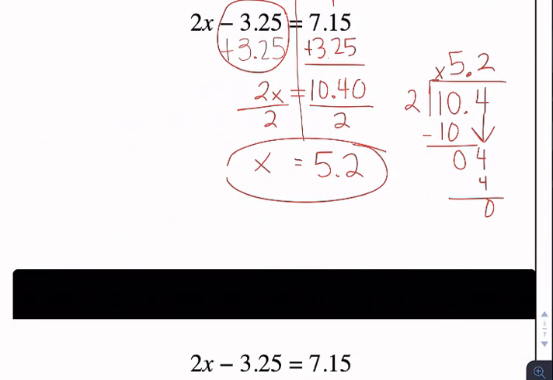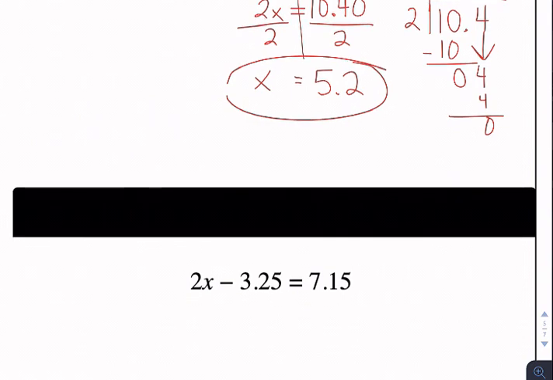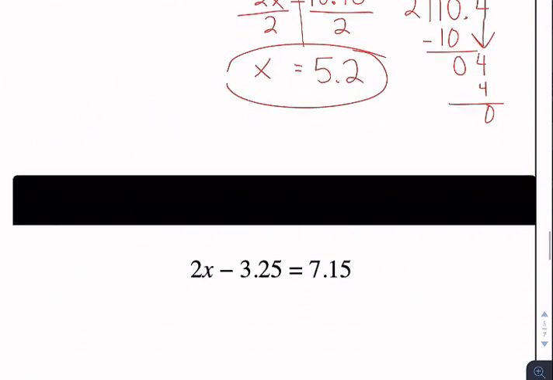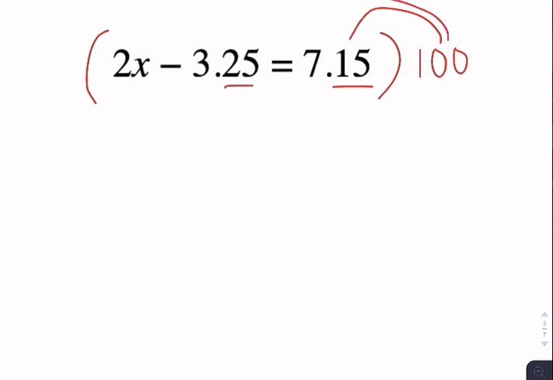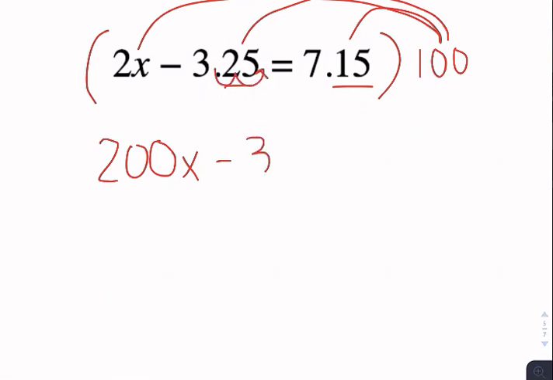Now, if I was not liking the decimals there, I can get rid of them. So like I said before, these all go into the hundredths place. So to get rid of them, I have to multiply everything by 100. So 100 times 7 and 15/100, 100 times 3 and 25/100, 100 times 2x. So 100 times 2x is 200x. Moving our decimal over twice, I'm going to subtract 325. Moving it over twice, I'm going to get 715.